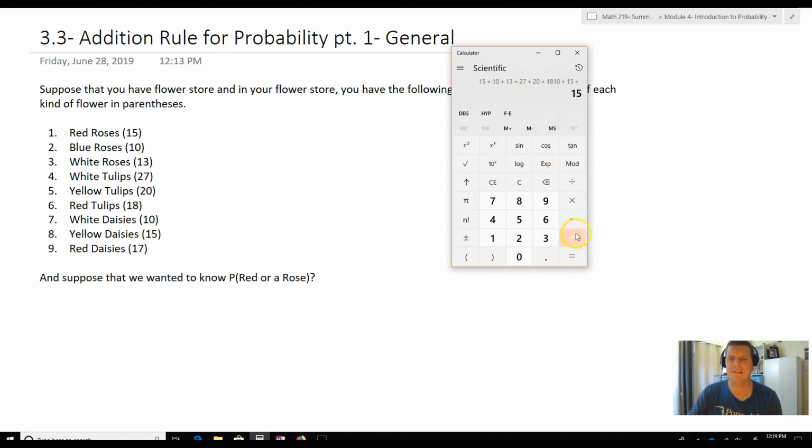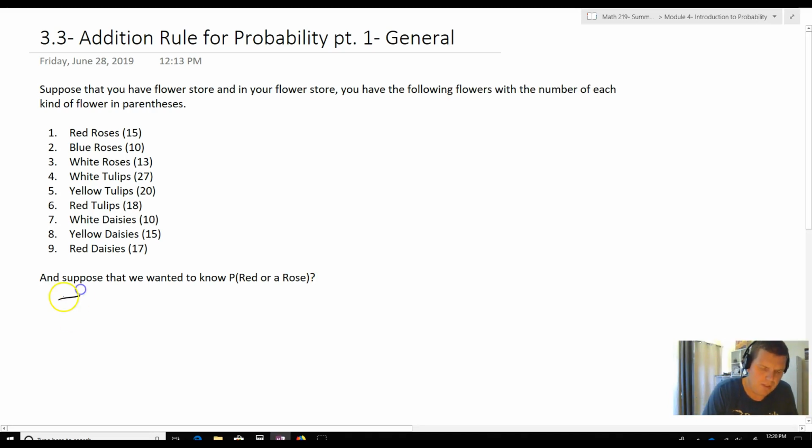15 plus 10 is 25, plus 13 is 38, plus 27 is 65, plus 20 is 85, plus 18 is 103, plus 10 is 113, plus 15 is 128, plus 17 is 145. So we know now that we have a total of 145 flowers.